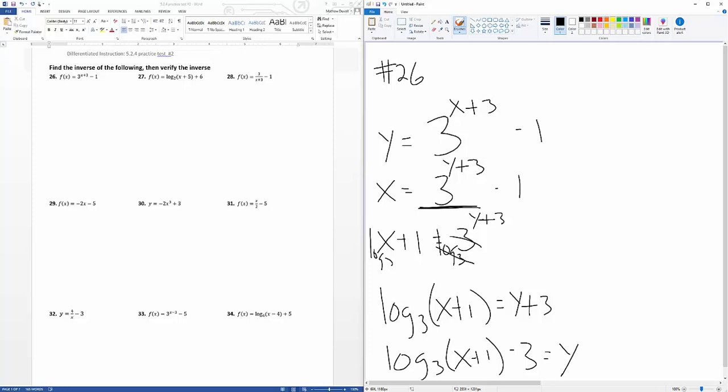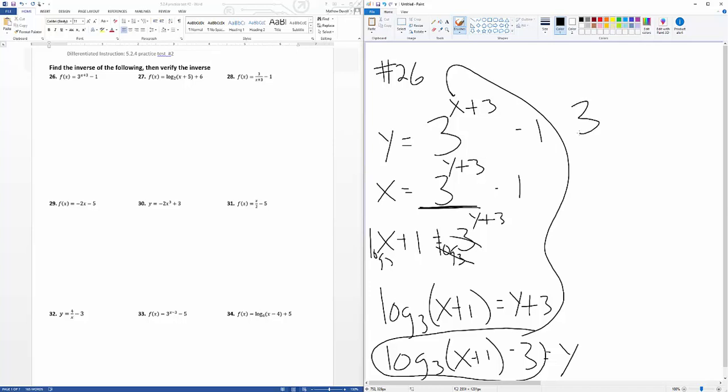Now to verify, that means I should take this and plug it in for x. Let's see, does it reduce down into x? So I get 3 to the log base 3 of x plus 1 minus 3, plus 3, minus 1. Well, the negative 3 and plus 3 cancel out.